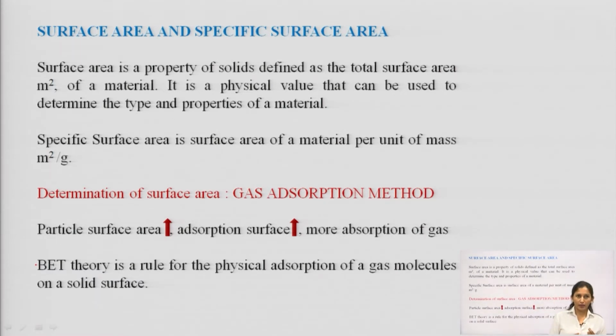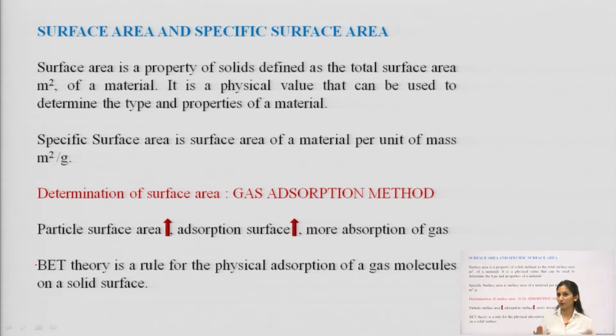For the determination of the particle surface area by the gas adsorption method, the theory used is known as the BET theory, the Brunauer, Emmett and Teller theory. This is a combined alphabet from the three scientists who invented this adsorption method for the determination of powder surface area. BET theory is a rule for the physical adsorption of gas molecules on a solid surface. There are two types of adsorption, physical and chemical.